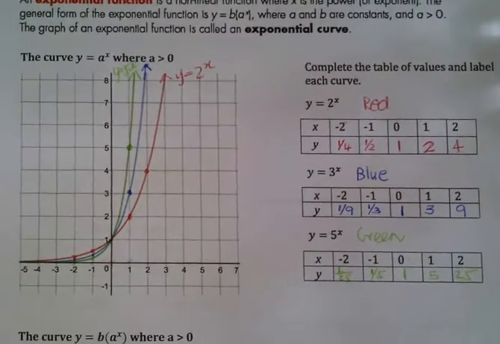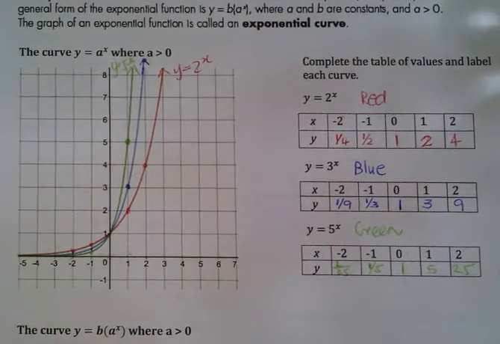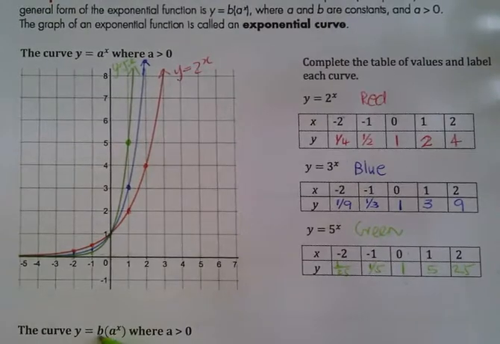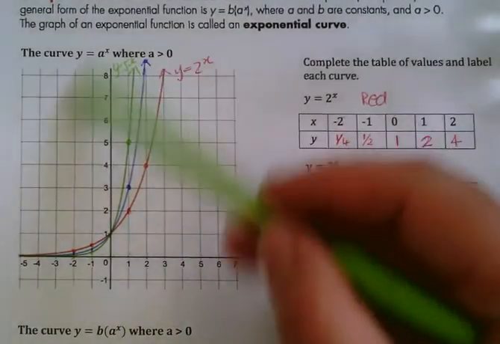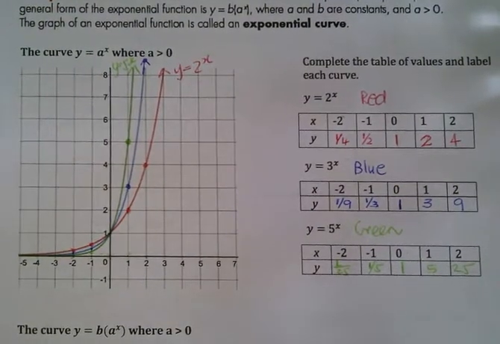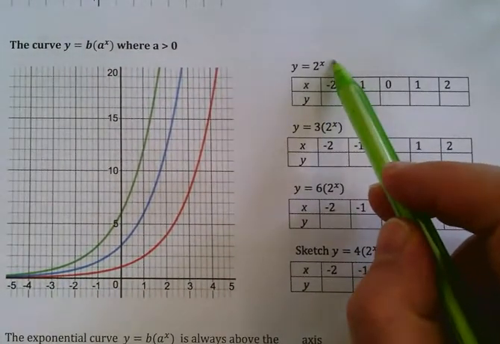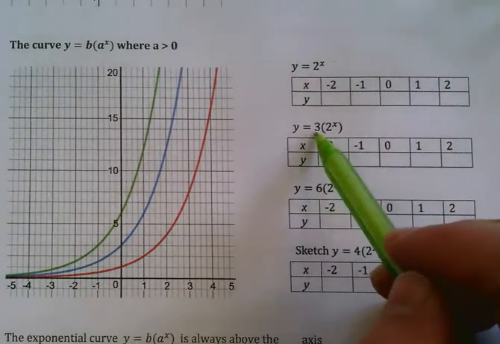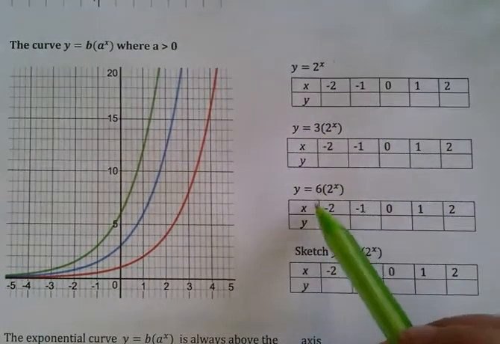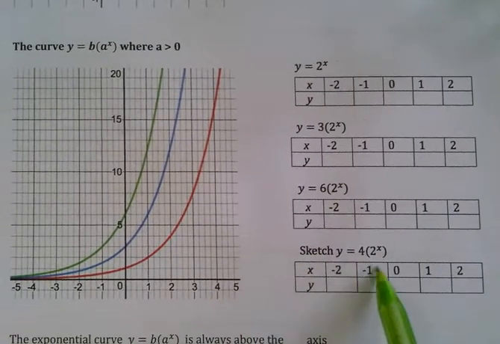Now, we're going to look at the type y equals b, so some constant times a to the x. So exactly the same curve here, but multiplied by a constant. Now, I've just chosen to work with y equals 2 to the power of x, okay? So we're going to sketch y equals 2 to the power of x, then y equals 3 times 2 to the power of x, and y equals 6 times 2 to the power of x, and then we're going to sketch y equals 4 times 2 to the power of x ourselves.